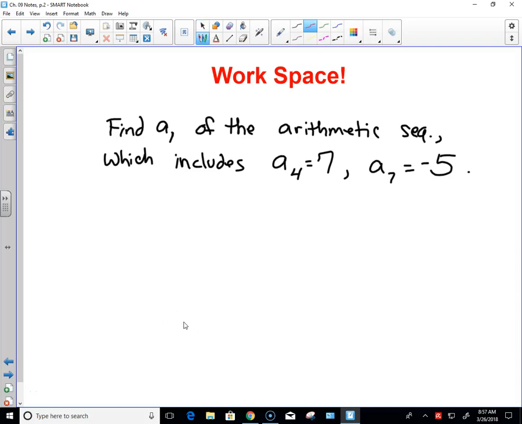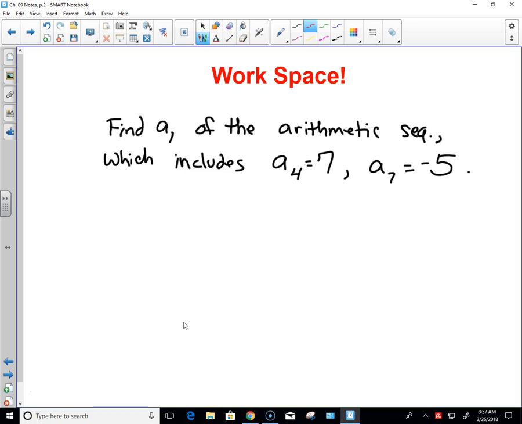Arithmetic. What's the pattern? No. What's the pattern in general for an arithmetic sequence? What's going on as you jump, jump, jump? Addition or subtraction of a constant, a single constant.